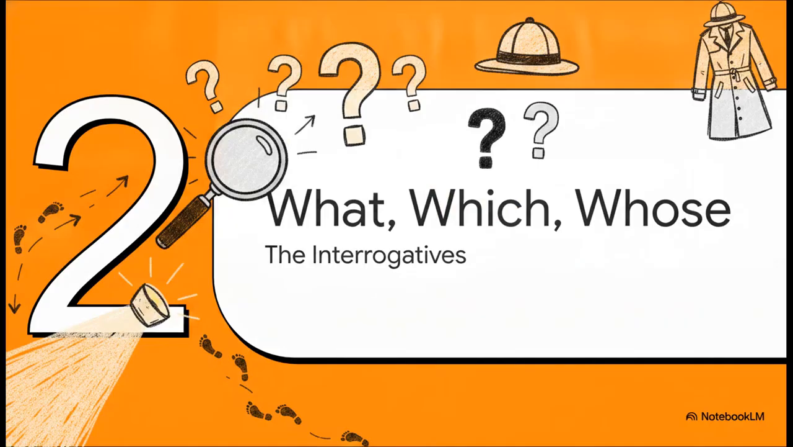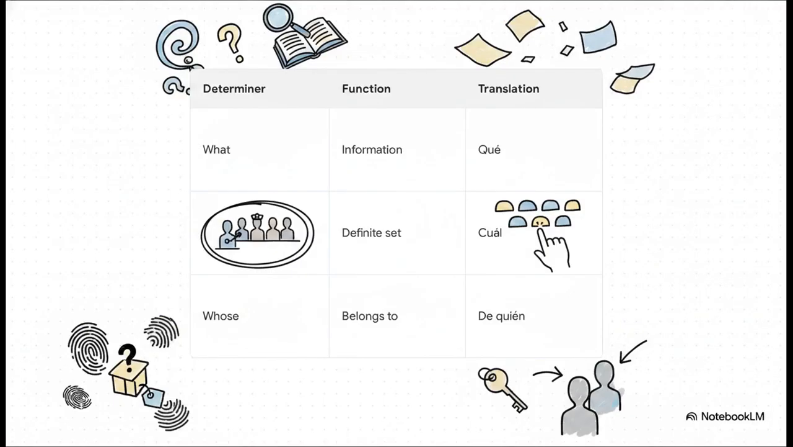Super easy, right? Moving on to Section 2, our detectives. What, which, and whose. When you're trying to investigate something in English, you use interrogative determiners. Think of them as your detective tools to uncover different types of clues. And honestly, if you're translating directly from Spanish in your head, this comparison is going to be your best friend. Think of what like qué. It's an open investigation where you're looking for general information. Which is more like a police lineup. You have a very specific, definite set of options in front of you, kind of like cuál. And finally, whose is your fingerprint kit. You use it to find the owner of something, which perfectly mirrors de quién.